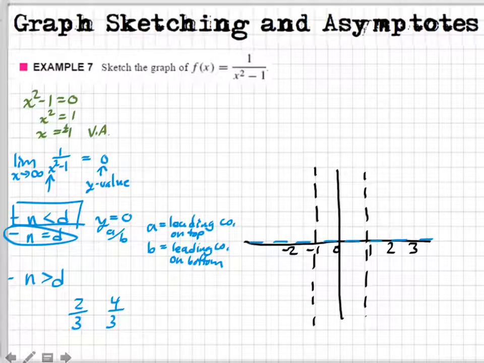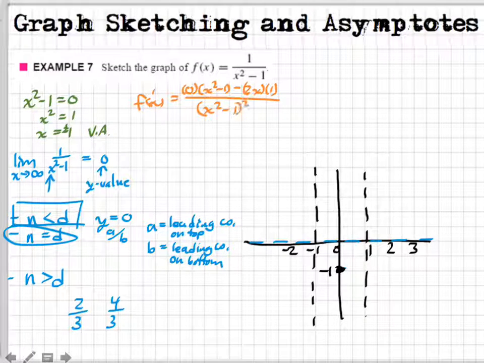Before we get to our first and second derivatives to graph this thing, normally I like to do the y-intercept if it's possible. And I'm looking at this really quickly. If I plug in 0 right here, I'm going to have 1 divided by -1. So I get a y-intercept of -1. Alright, let's get started on our first derivative.